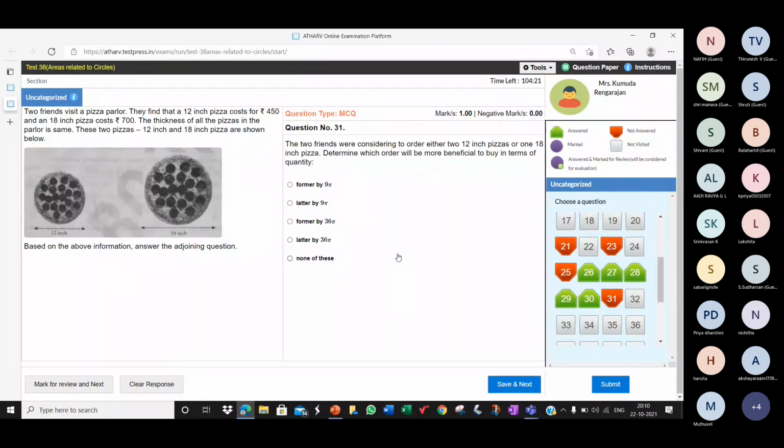Latter by 9 pi. By mistake, if you have taken the radius as 12 and the radius as 18, then your answer will be latter by 36 pi, which is incorrect. You can see that 12 inch is not the radius, it's the diameter. 18 inch is not the radius, it's the diameter.